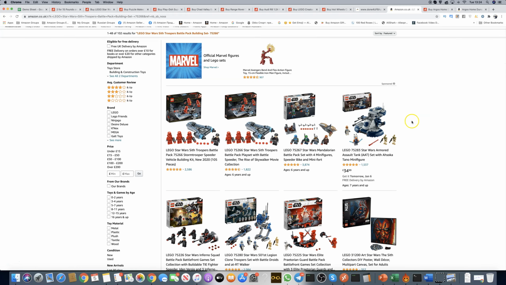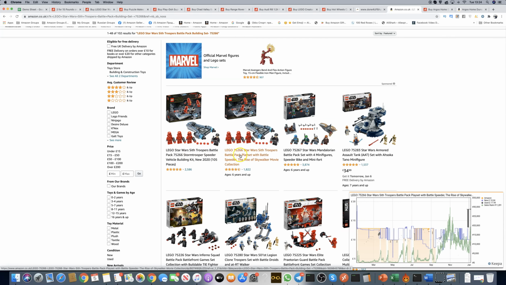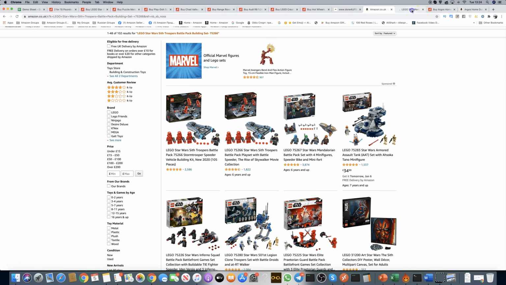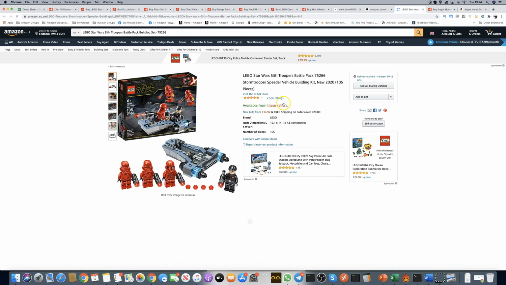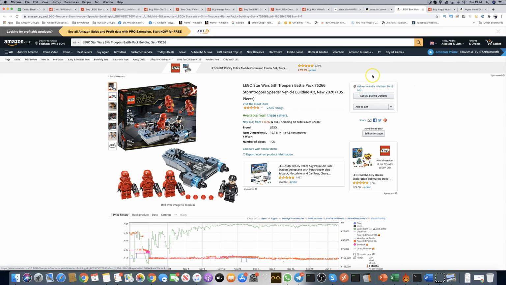That's why Lego is a bit confusing, but it looks like I found the item right here straight away on the left, 75266. There are actually two listings here. I'm going to open up this one with more reviews. 2586 ratings for this item. There is no buy box here, okay? There's no buy box, there's no traditional add to cart button here, guys.